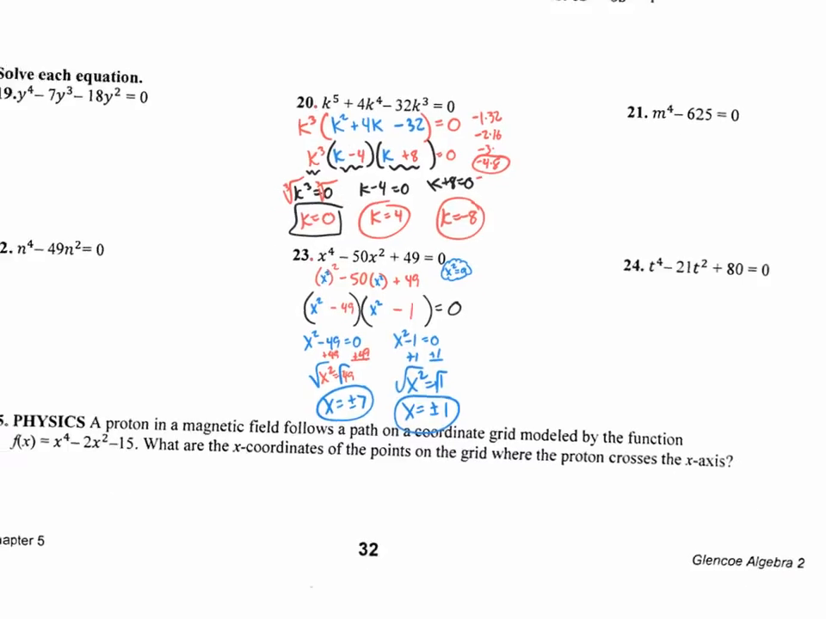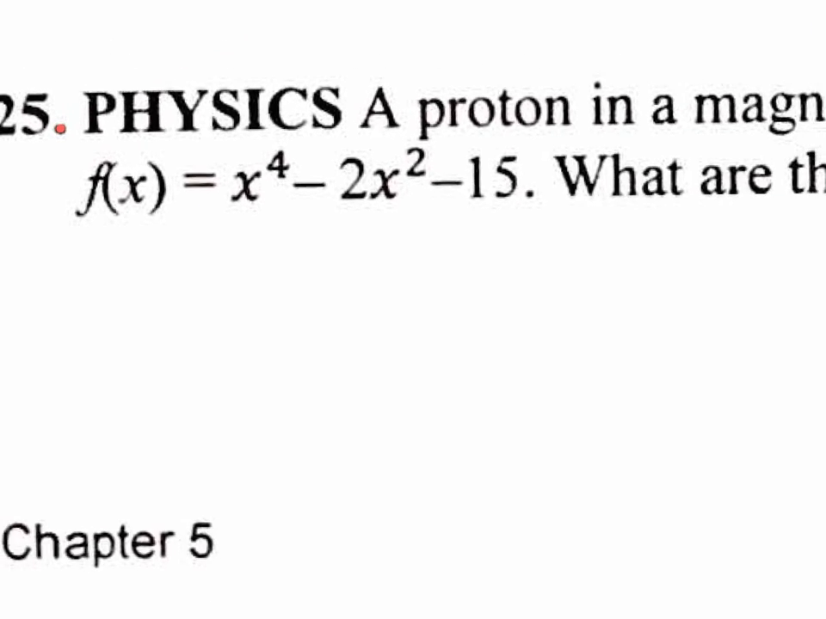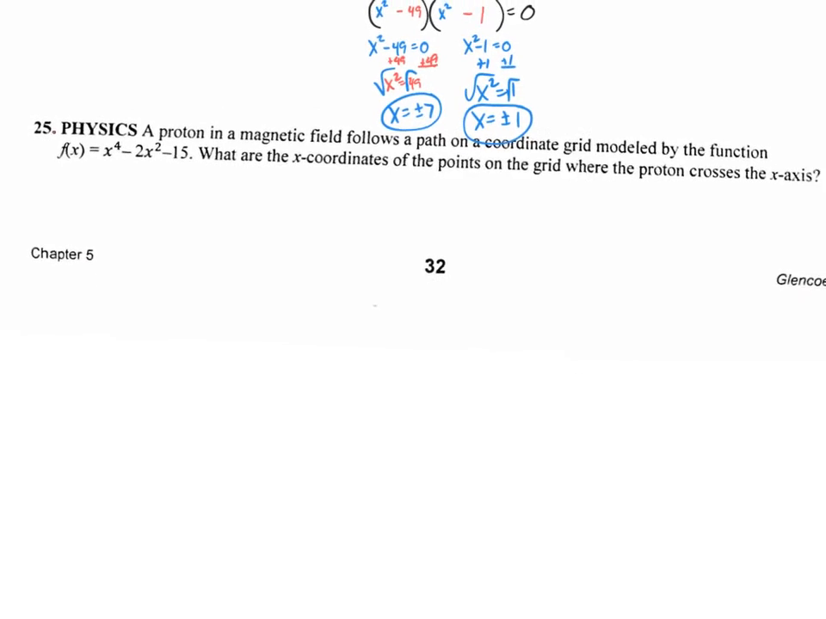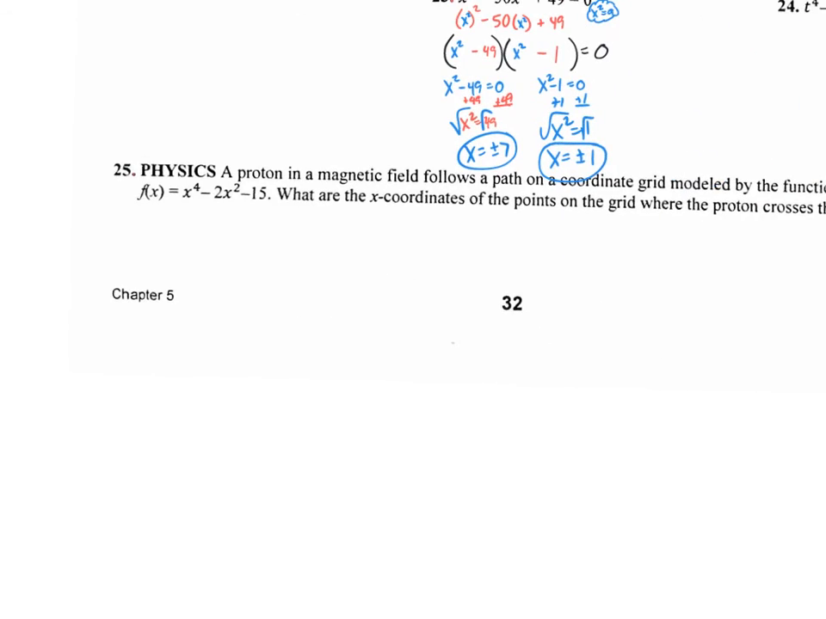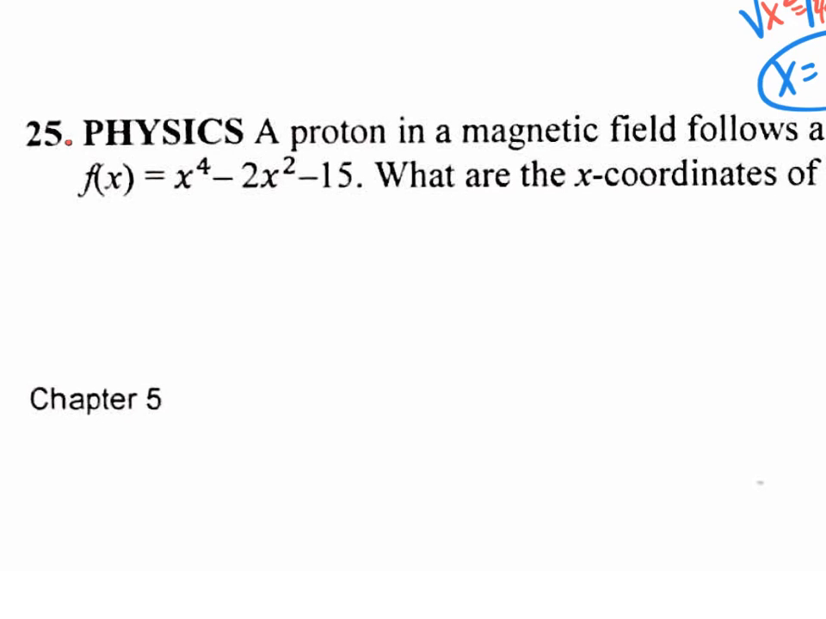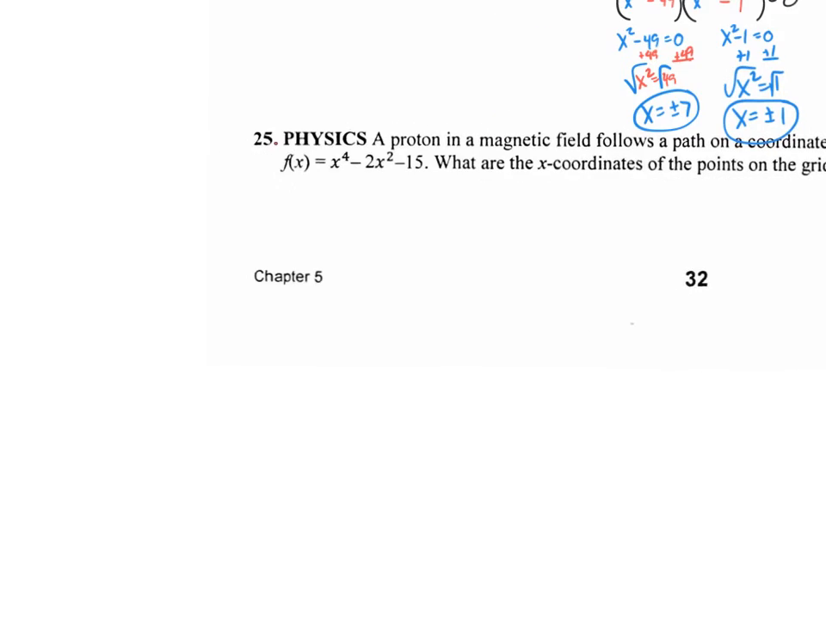Okay, how about this last one, the word problem? What? We're doing a word problem? Yes, we could read. Physics. A proton in a magnetic field follows a path on a coordinate grid modeled by the function f of x equals x to the 4th minus 2x squared minus 15. What are the x coordinates of the points on the grid where the proton crosses the x-axis?